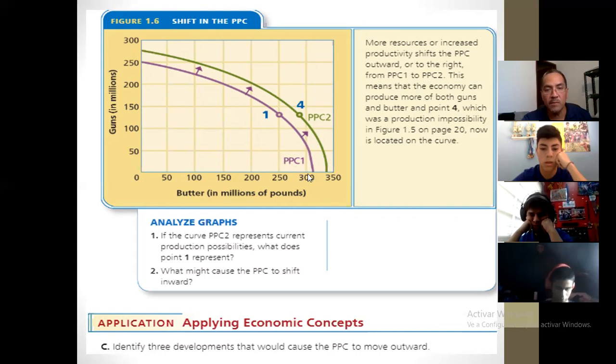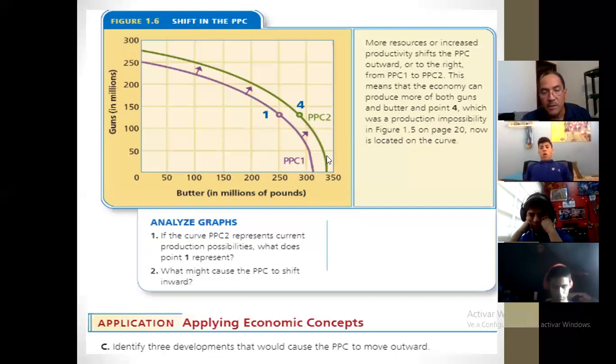And over here is the same thing. It's going from 300, which is right here. They had like 310 and they moved to 340 maybe, because over here is 350. So it's 340 million, okay? This means that the economy can produce more of both guns and borders, and point 4, which was a production impossibility in picture 1.5 on page 20, is now located on the curve.